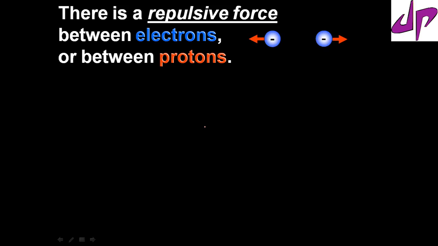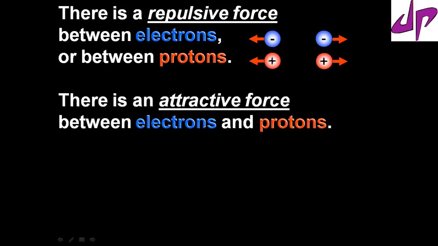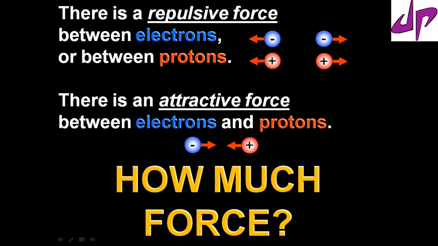Like charges, meaning both positive or both negative, will repel each other, and unlike charges, an electron or a proton, a negatively charged object or a positively charged object, attract each other. How much force they exert on each other, we will discuss in the coming concepts.